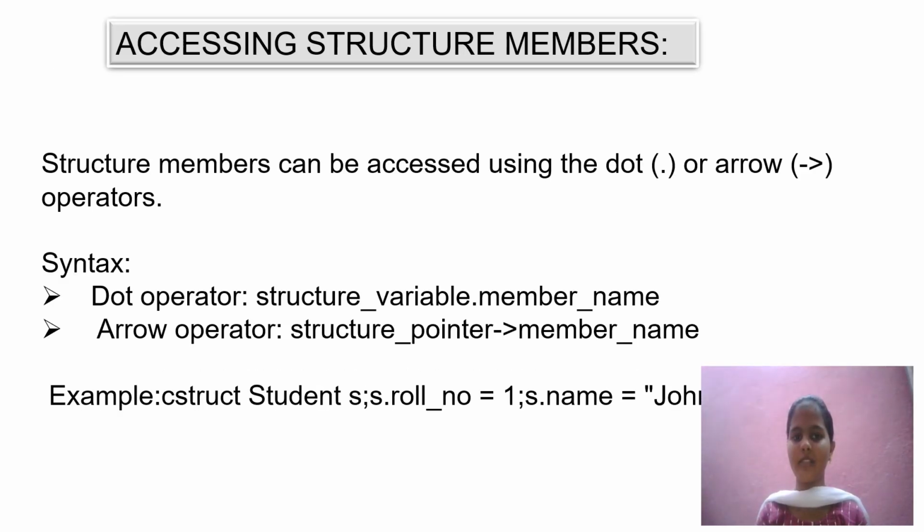Accessing structure members. Structure members can be accessed through two operators. They are dot operator and arrow operator. When it comes to syntax, dot operator: structure variable dot member name. Arrow operator: structure pointer and pointer symbol, which is a mixture of minus and greater than symbol, and member name. Basically, pointer is used to store the address of a variable. When it comes to example, we should start with struct student s, and we should allot roll number and name of the student and the marks, and we should end with the statement separator.